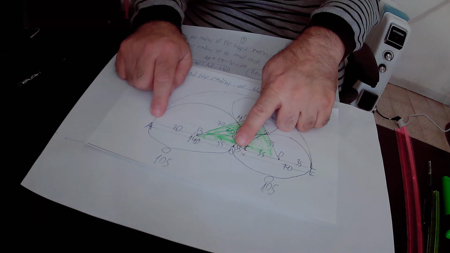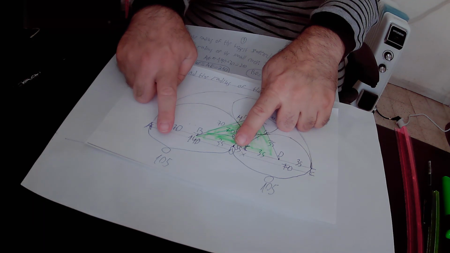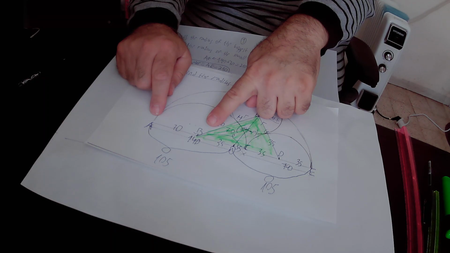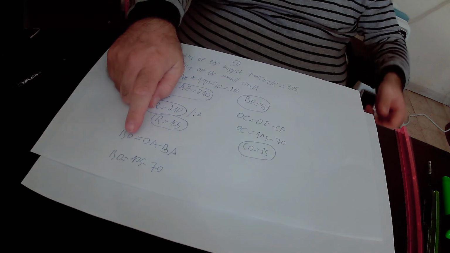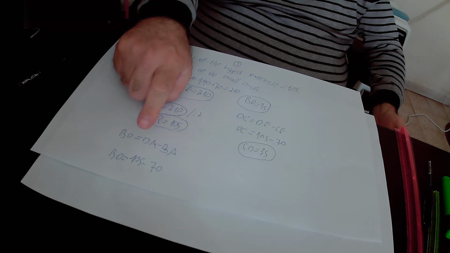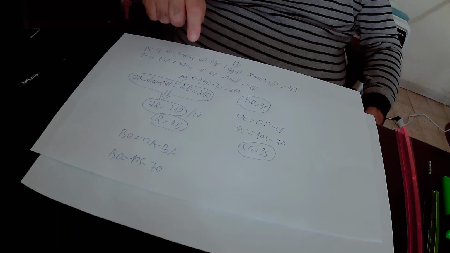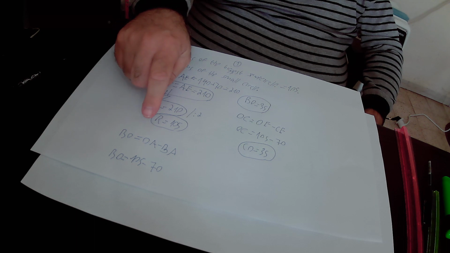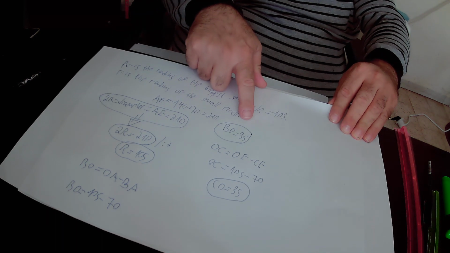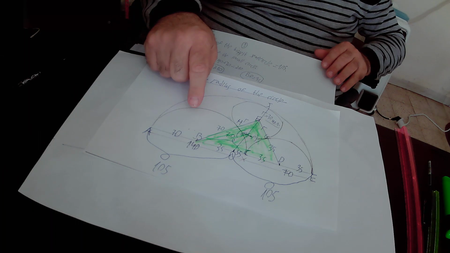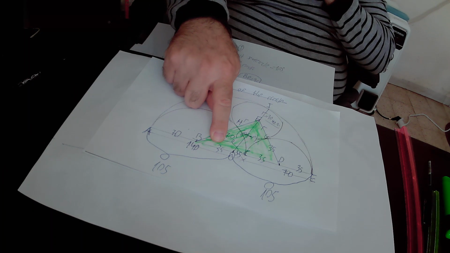OA is the radius of the biggest semicircle that is equal to 105 units. BA is the radius of this semicircle that is equal to 70 units. So in conclusion, we found out that BO equals 105 minus 70, that is 35 units. So here, BO equals 35 units in its length. Write down here that BO equals 35 units in its length.